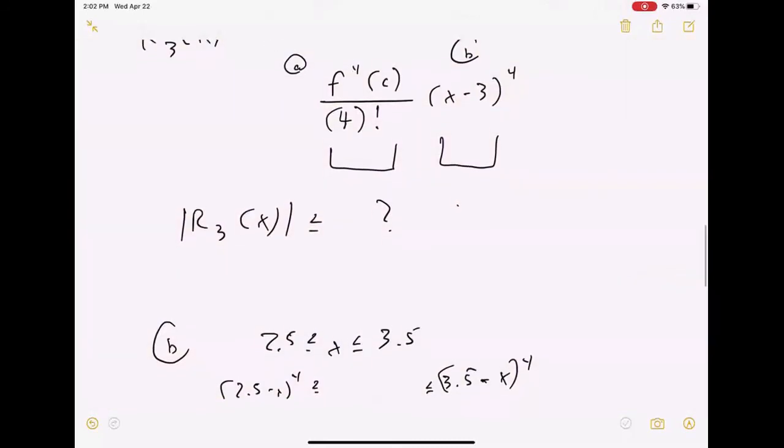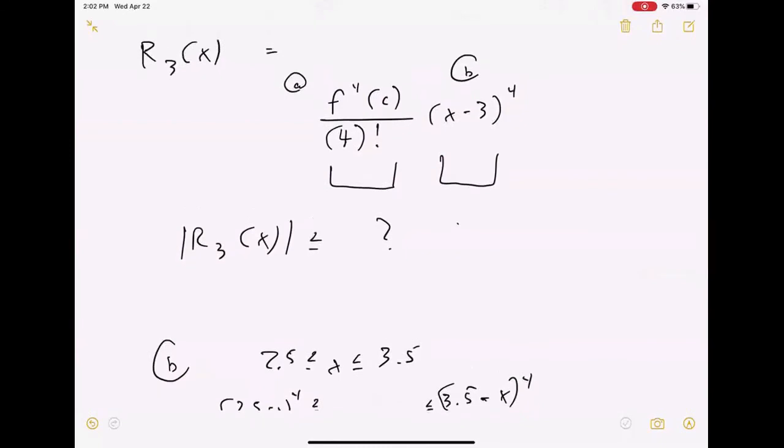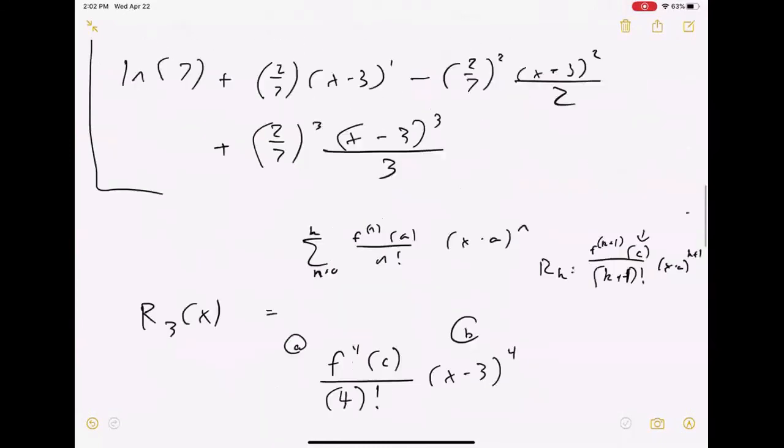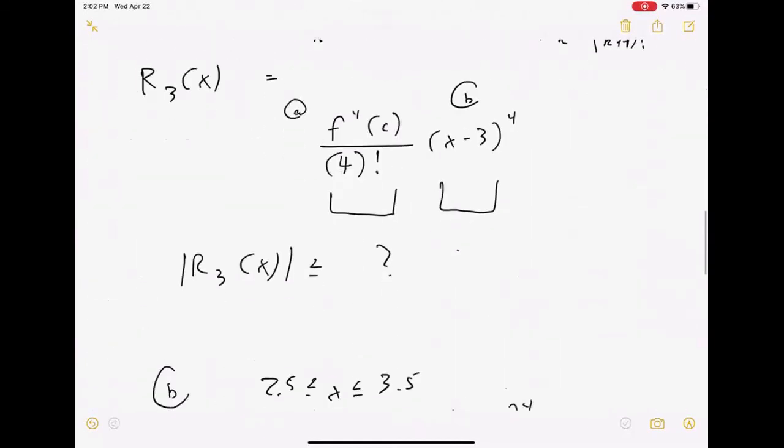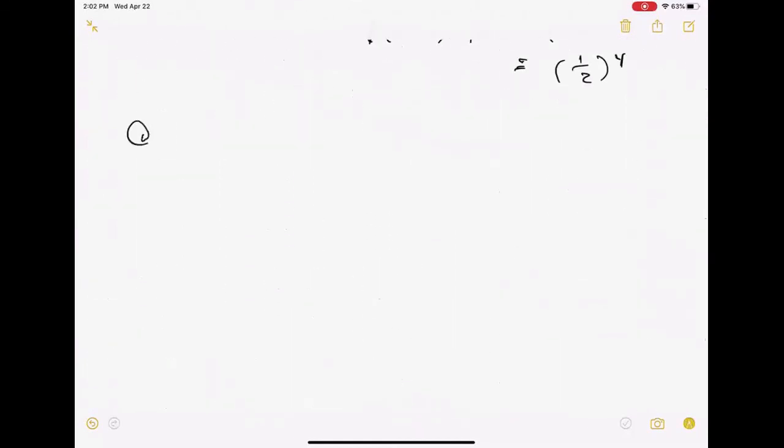First of all, we need to know what this fourth derivative looks like. So let's go back to the beginning when we were looking at derivatives. This is the fourth derivative, and I'm going to leave it in terms of x for now. I got negative 16 times x times (1 + 2x)^(-4). I'll write that as (1 + 2x)^4 in the denominator.